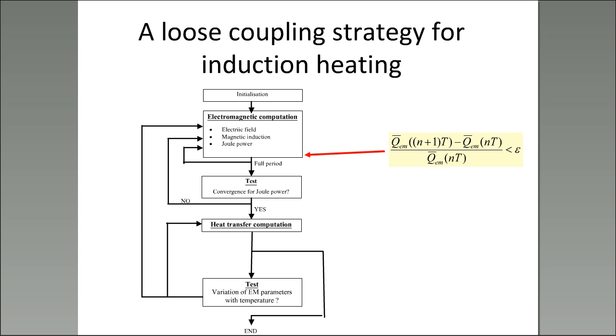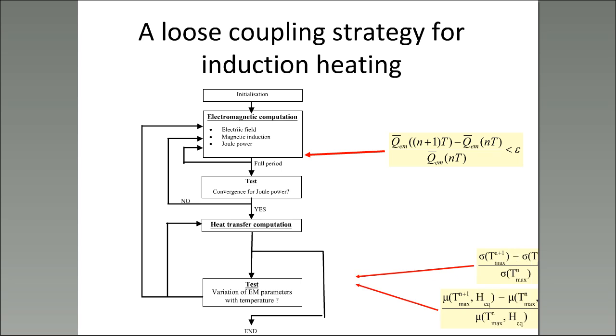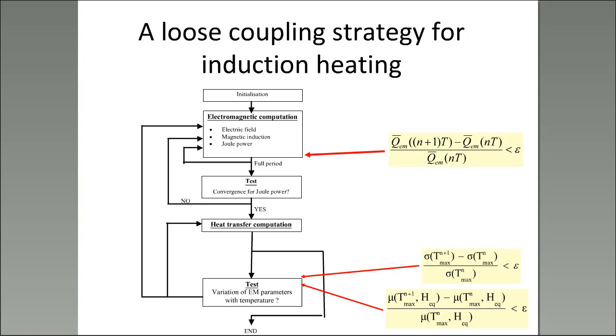But as soon as either the electrical conductivity or the magnetic permeability has changed, then we need to redo the electromagnetic computation and try to converge over a new joule power, and then we go on to the heat transfer computation. So this is, I would say, the weakest kind of coupling strategy which can be used for induction heating.